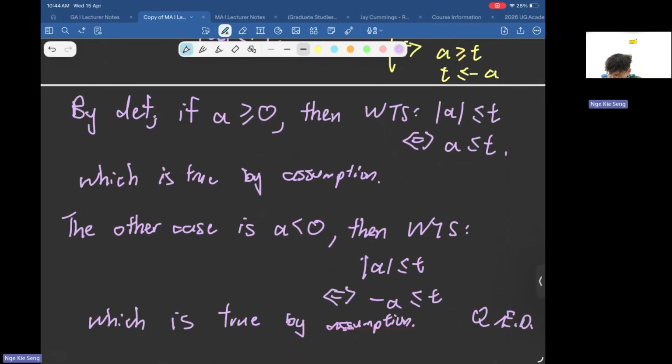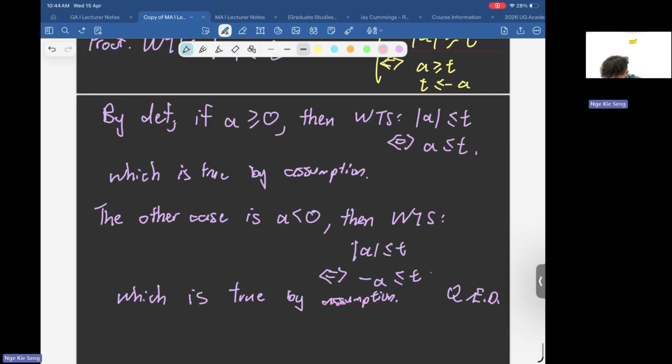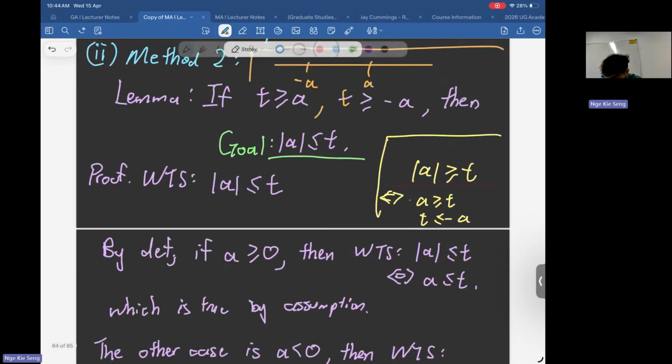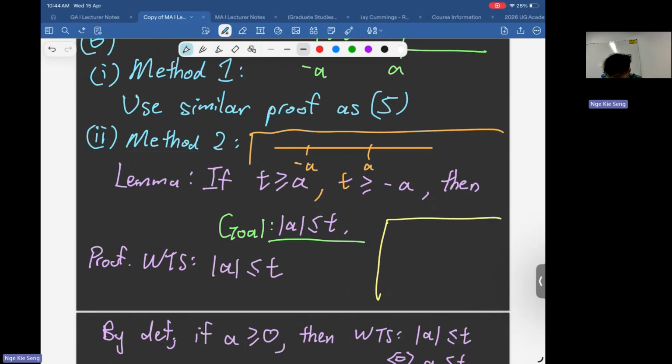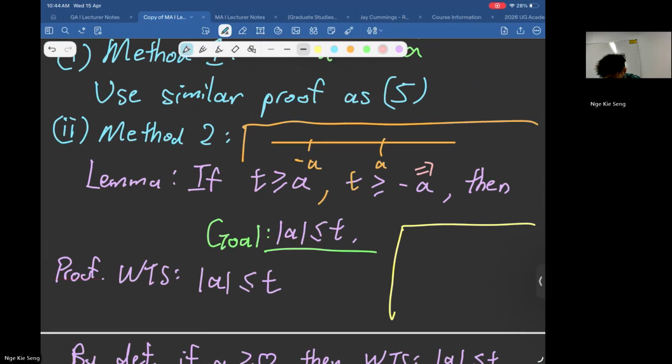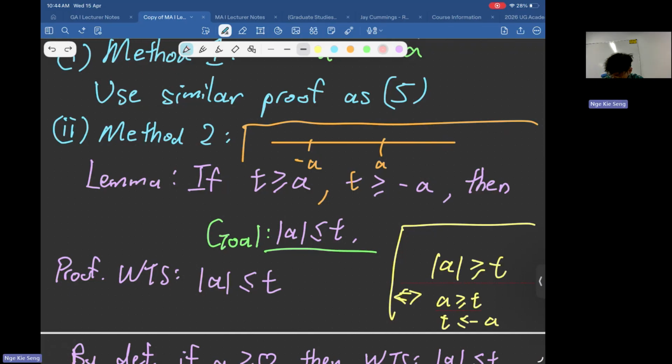So let me write down something here. The one I wrote in yellow is false, I think, because something is wrong here. Can I rewrite this? So this implies that, let me put it here first. Let's disregard this first and look at our purple case. So what does this purple case do?